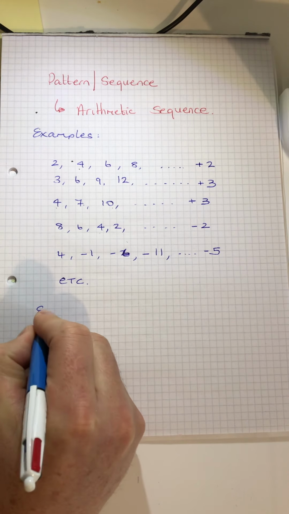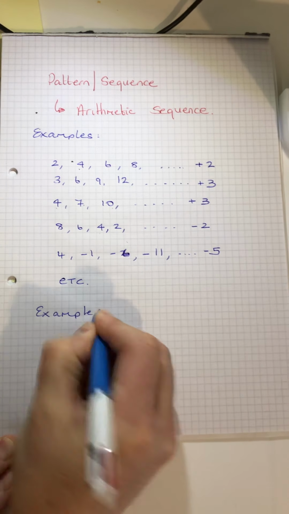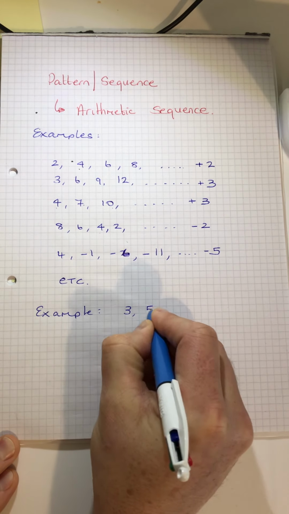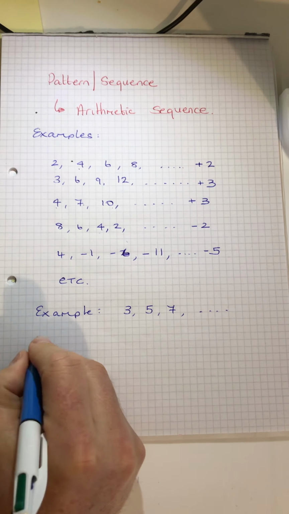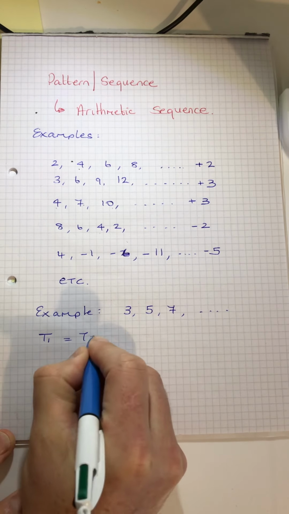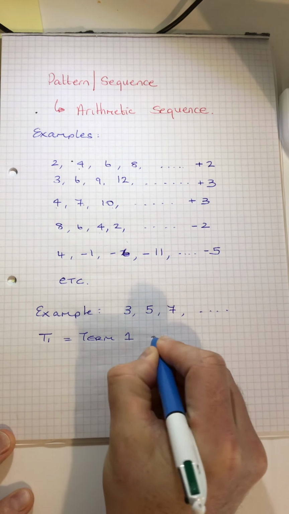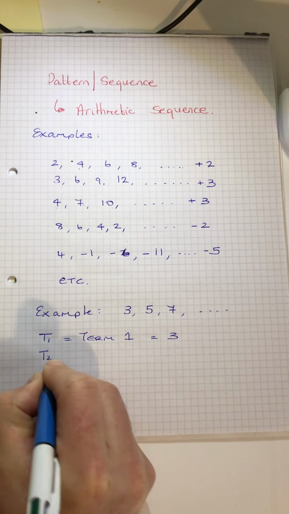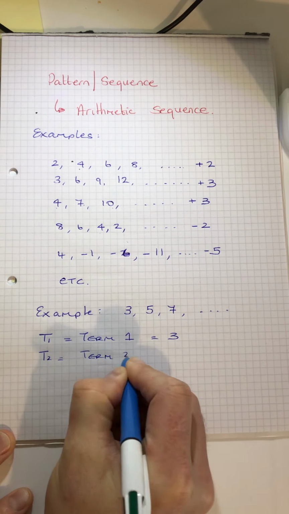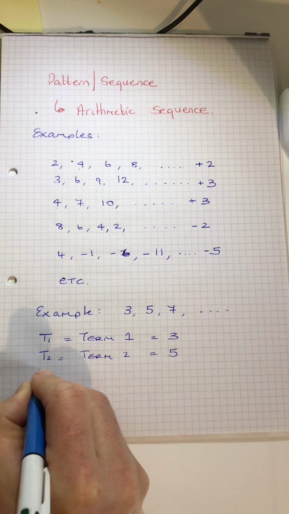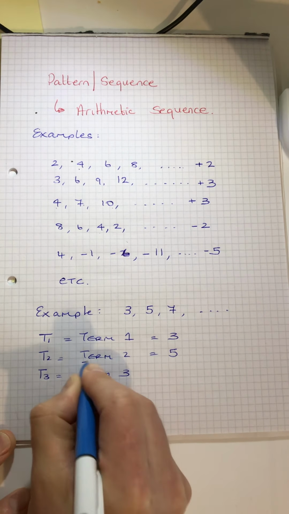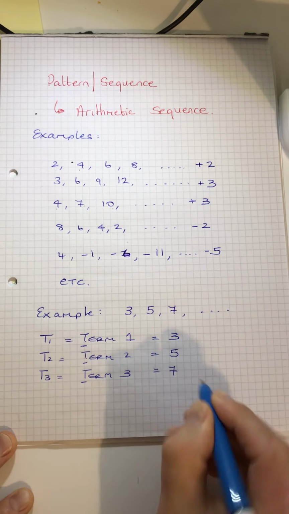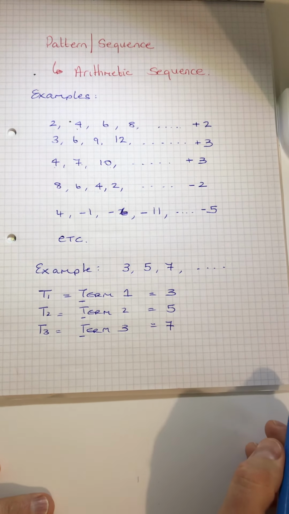So another example, we have, say, 3, 5, 7, and so on. Now in this example, T1 is equal to term 1, which is 3. T2 is term 2, which is 5. T3 is term 3, T for term, which is 7.